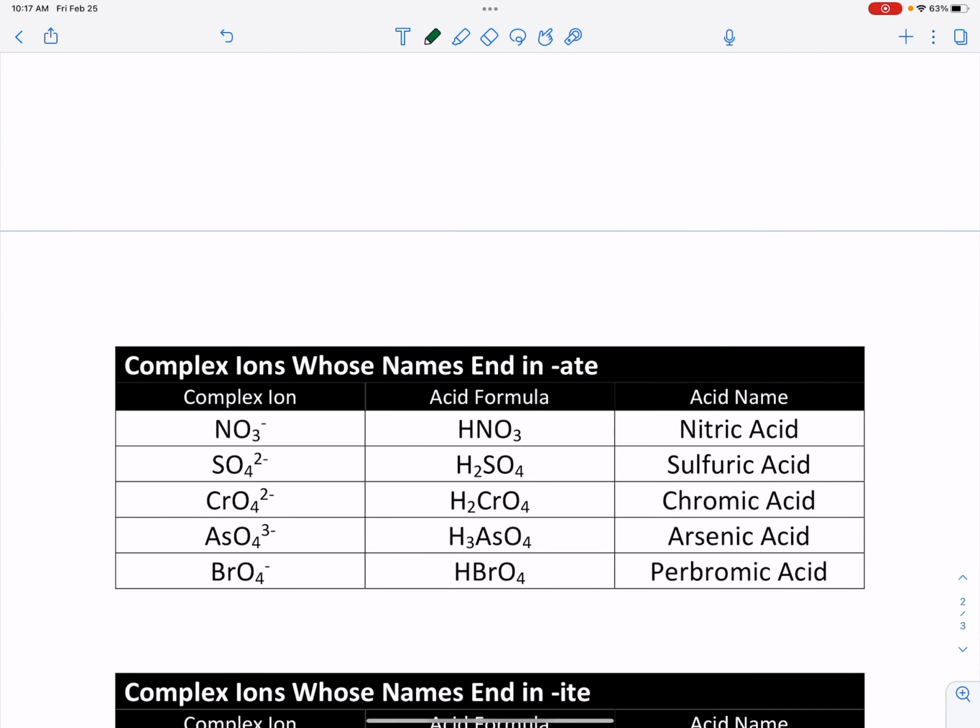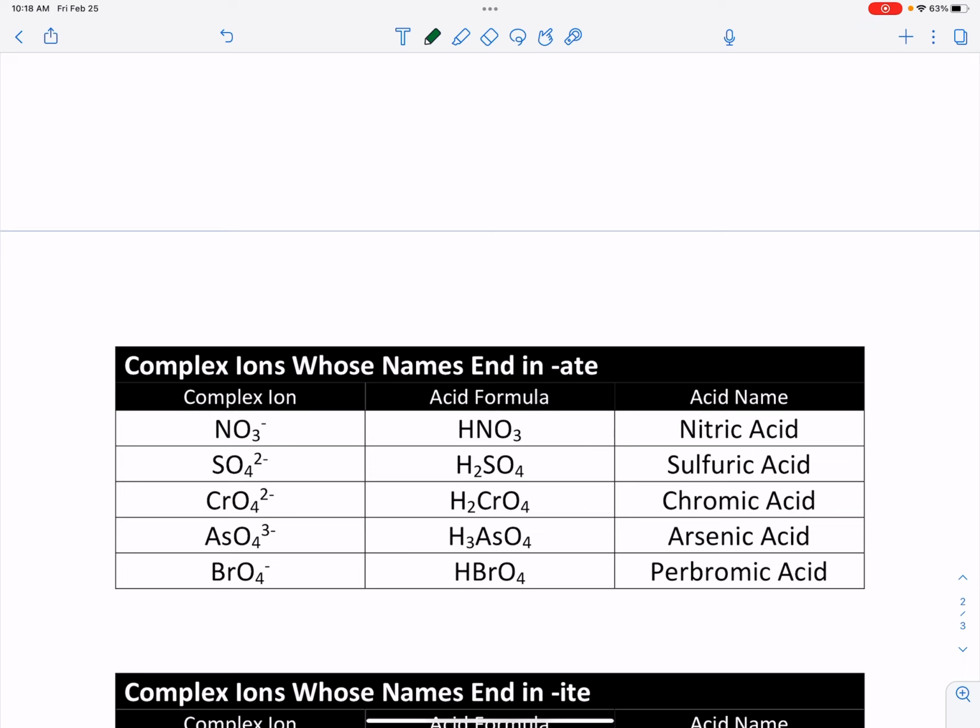So first of all, complex ions where the name ends in ate. If you know the ions here, you can say their names. Otherwise, you might want to pause and look up their names. So NO3 minus, well, that's the nitrate ion. SO4 minus, that's the sulfate ion. Then we have the chromate ion, the arsenate ion, and then the perbromate ion, BrO4 minus.